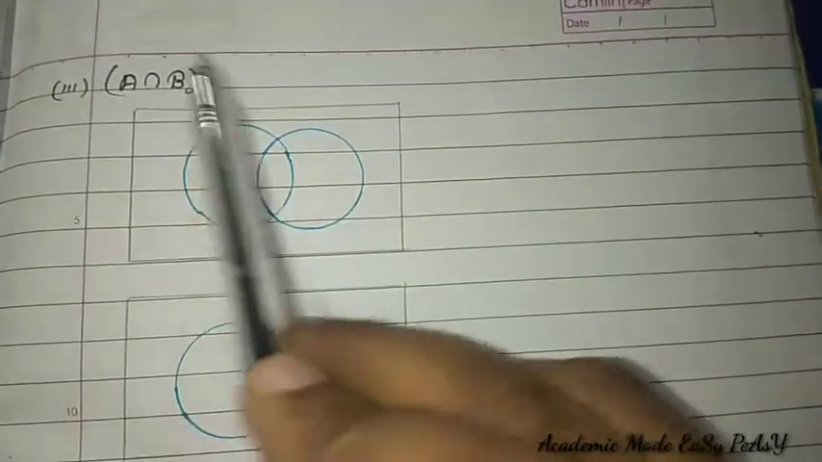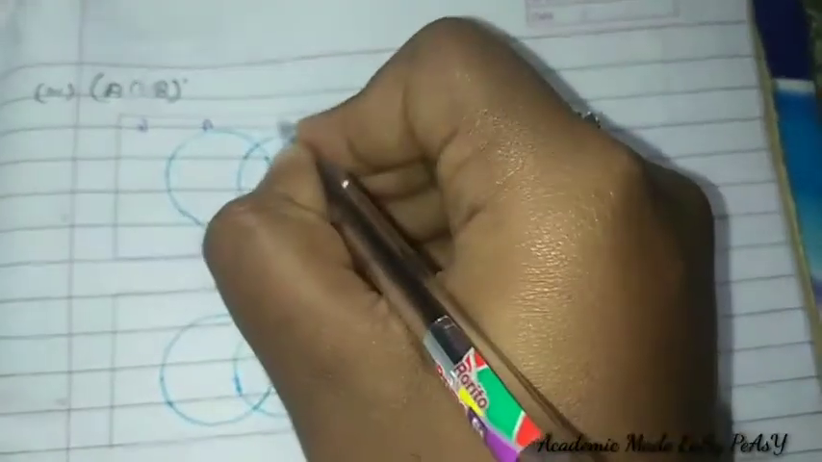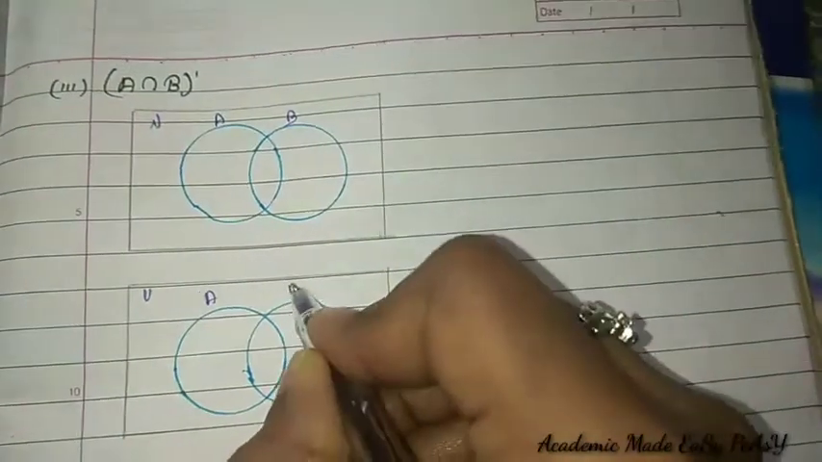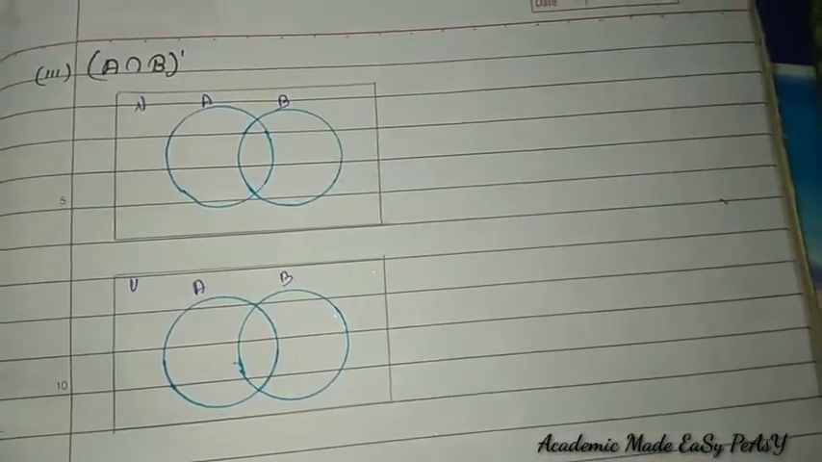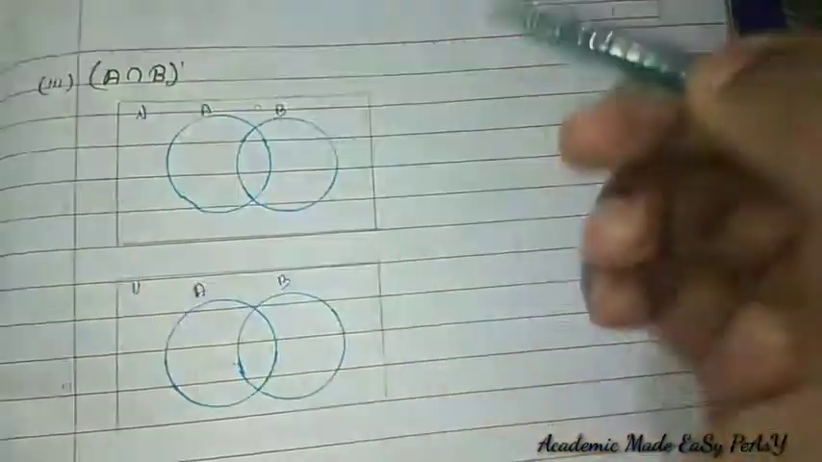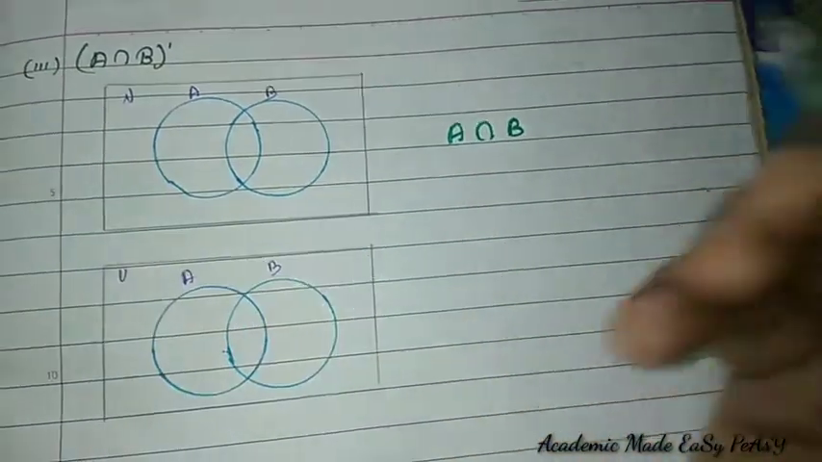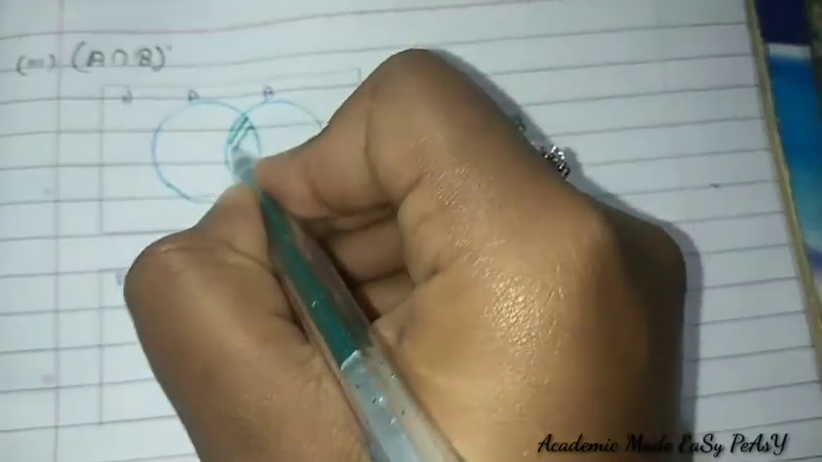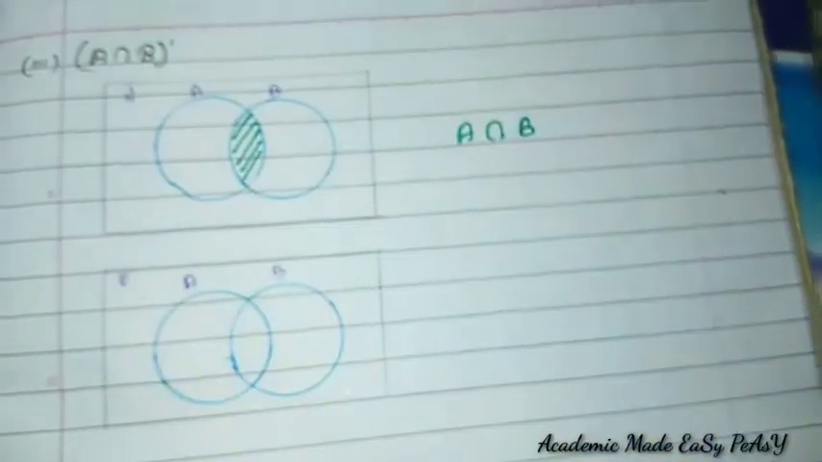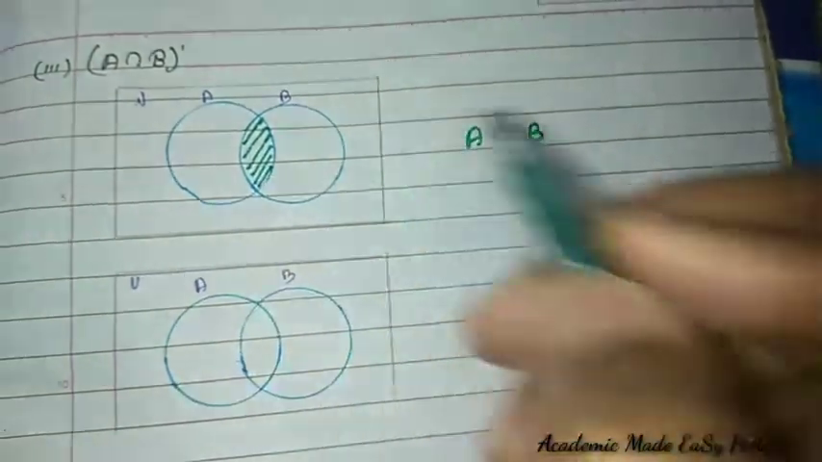Question 3, A intersection B the whole dash. As we did for the previous sums, we will do A intersection B first and then A intersection B the whole dash. So let this be my universal set, set A, set B, and over here also. Now let's start shading. Here it is given as A intersection B. First let us take A intersection B. What is A intersection B? The common place. Therefore I will be shading only this region. So this is my A intersection B.